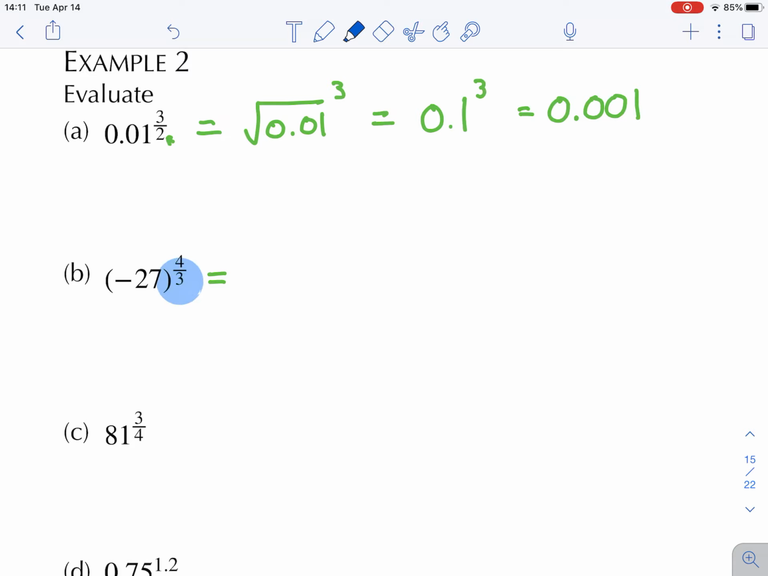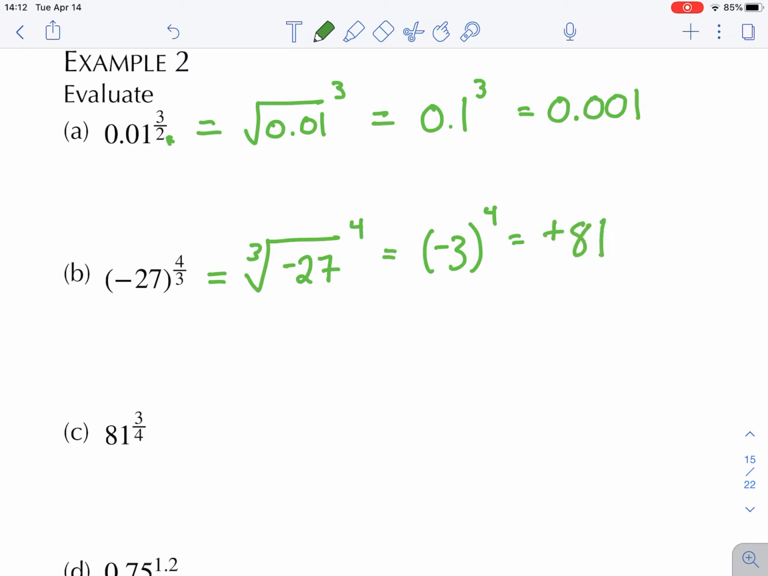Okay, let's shortcut this. The denominator tells us the index of the radical. The cube root of negative 27 raised to the power of 4. The numerator tells us the power at the end. So the cube root of negative 27, well, we know the cube root of 27 is 3, so the cube root of negative 27 must be negative 3 to the power of 4. And negative 3 to the power of 4 is negative 3 times negative 3 times negative 3 times negative 3. It's equal to plus 81.